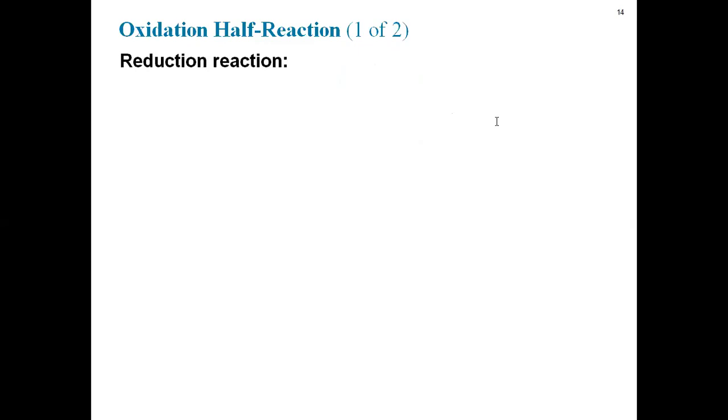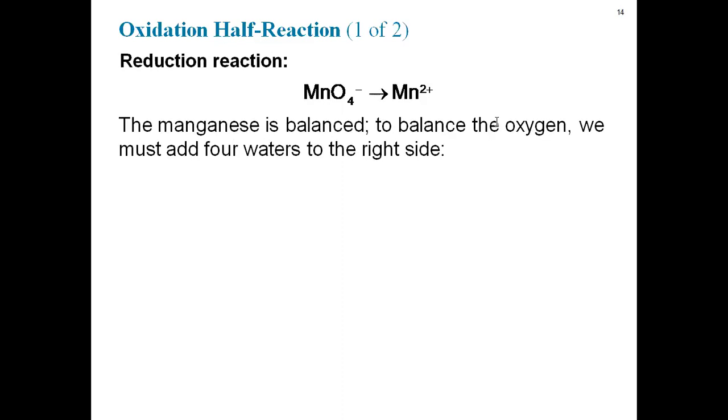So next, we write the reduction reaction equation. In this equation, we have 2 elements: manganese and oxygen. We first check the element that is not oxygen and not hydrogen, which is manganese. Is that balanced? Yes, so that is balanced. Therefore, next, you are going to balance the oxygen.